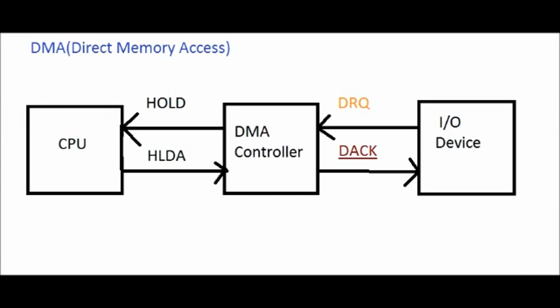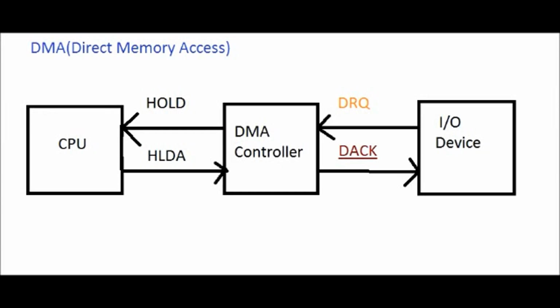That is, the address bus, data bus, and control bus go to a high impedance state. The CPU then places the HLDA, hold acknowledge, signal to the DMA controller, which informs that the buses are in the high impedance state.